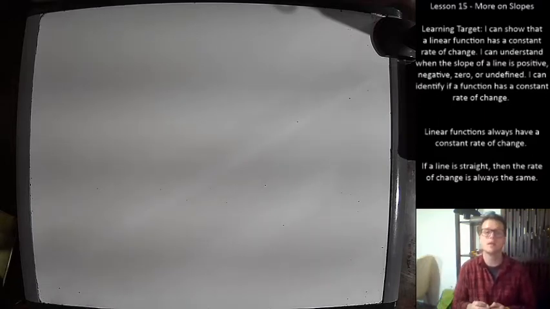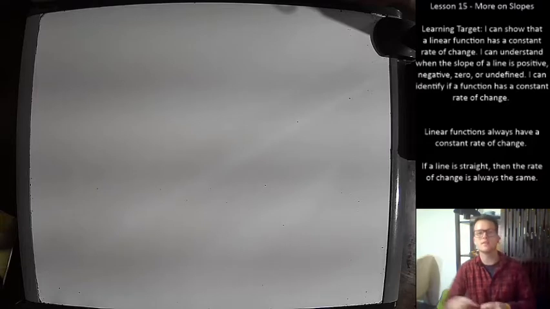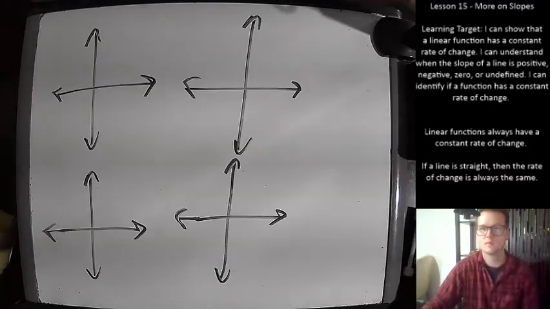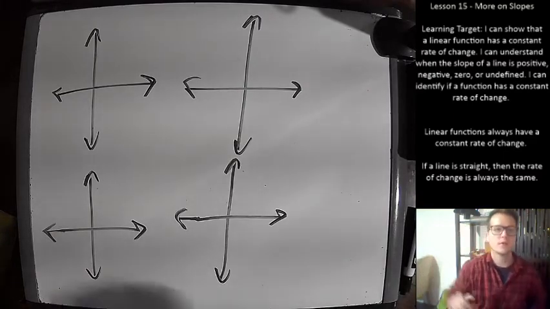Then a few tips. Linear functions always have a constant rate of change. Please write that down. Please capture that in your notebook. That is a huge, big deal. And then I reworded that by saying if a line is straight, then the rate of change is always the same. All right, I want to discuss 4 different types of slopes.